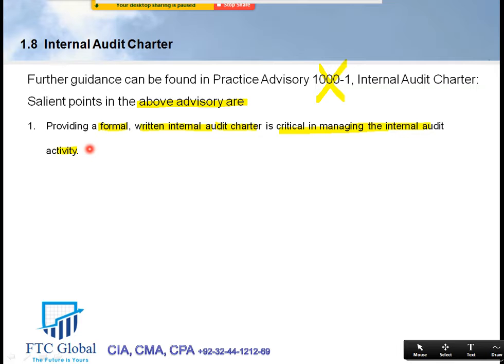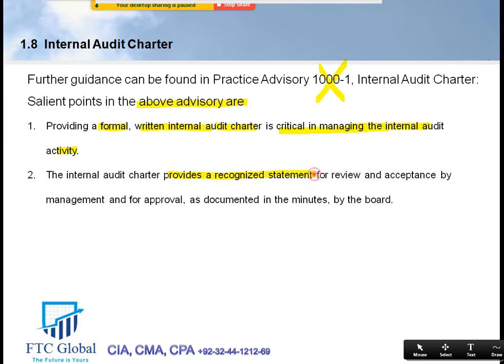Because this internal audit charter, which is accepted and approved by the board of directors, gives the internal audit department the power and authority that is needed to do their work. So it says that the internal audit charter provides a recognized statement for review and acceptance by management and approval as a document in the minutes by the board. It means the internal audit charter is a recognized statement of the powers, purpose, authority and responsibility of the internal audit department.